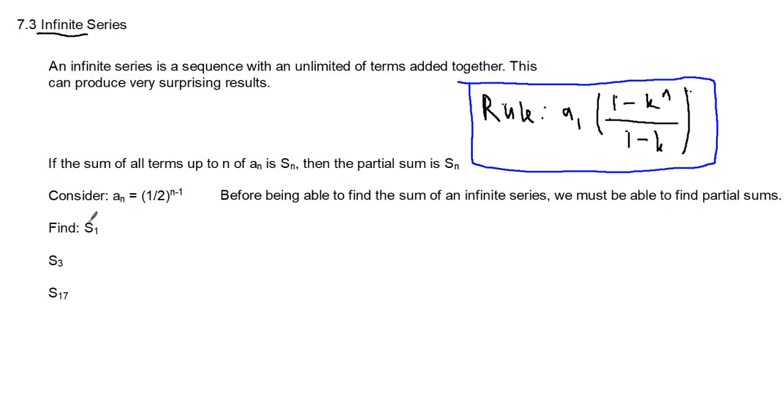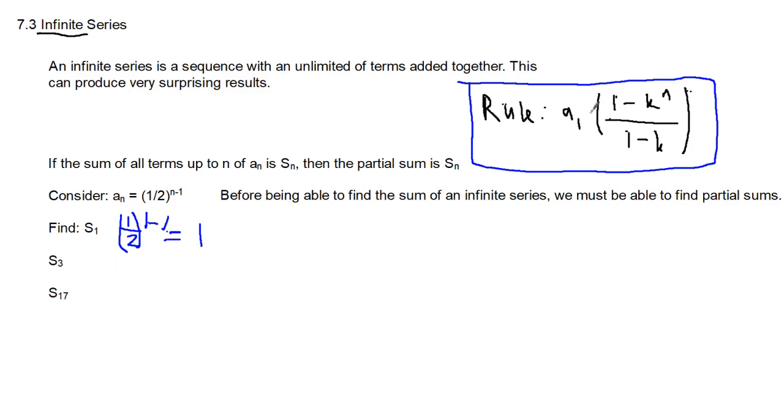If the sum of all the terms of a of n is s of n, and the partial sum is s of n, right? So consider a of n is equal to 1/2 to the n minus 1. Before we can find the sum of the infinite series, we have to be able to find partial sums to see where they converge to, or diverge, and we'll talk about that later. But find s sub 1. What's s sub 1? Well, it's just a sub 1. So that's 1/2 to the 1 minus 1, which is 1/2 to the 0 power, which is 1.